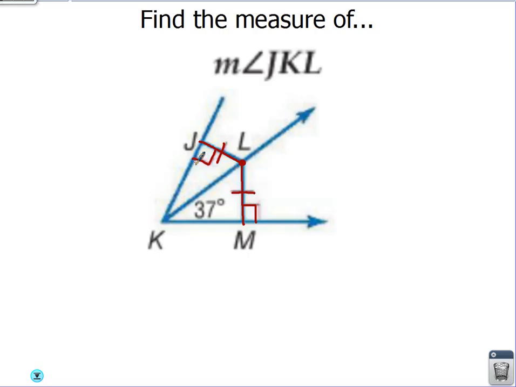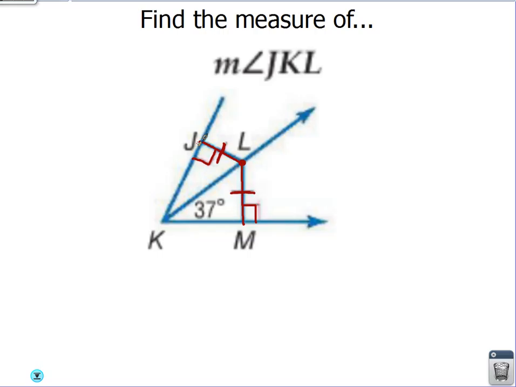Sometimes people are bad drawers. Okay? So in geometry, never assume anything from a drawing. If two angles look the same, don't assume they're the same, unless you have tick marks. Those distances are the same. So therefore, L is the same distance from M as it is from J.